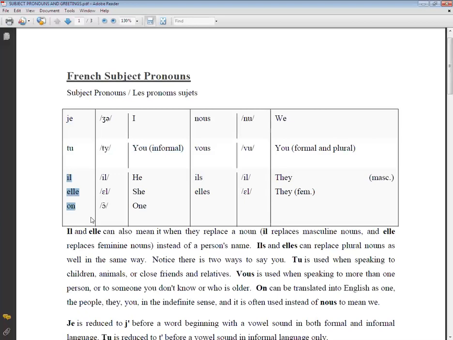How do you read the third one? On. So I will explain that later on.